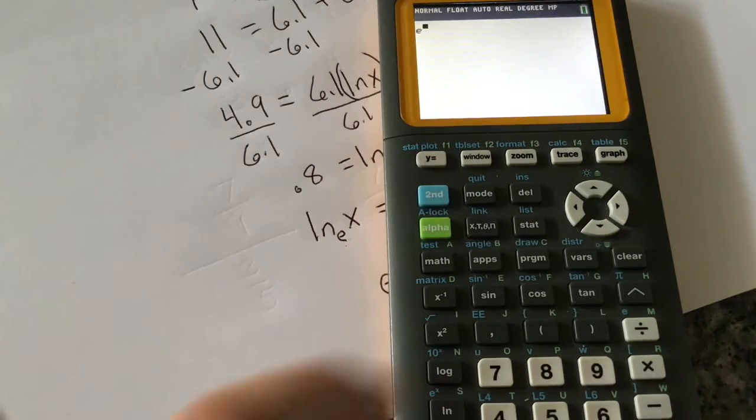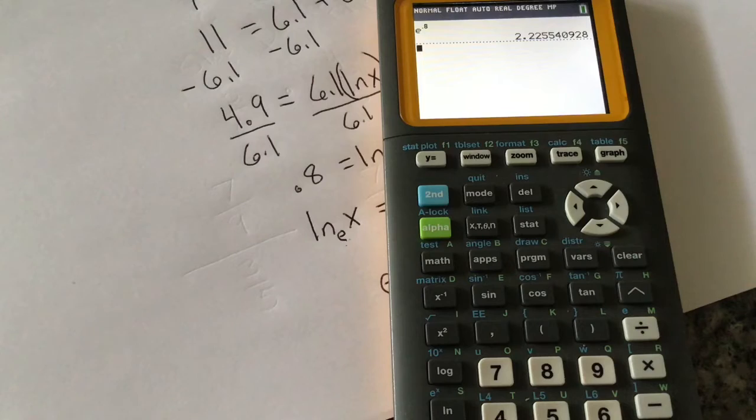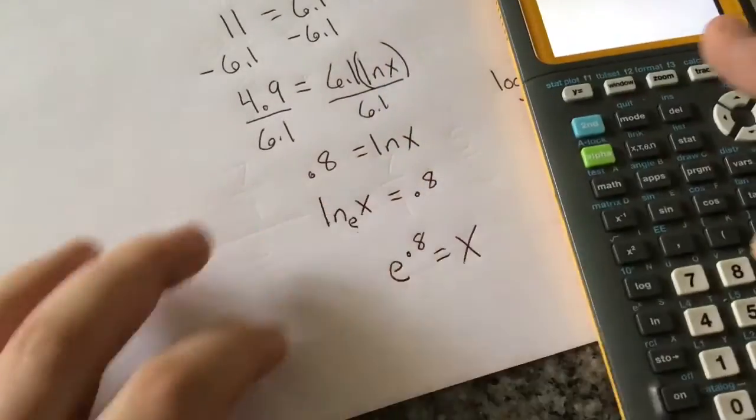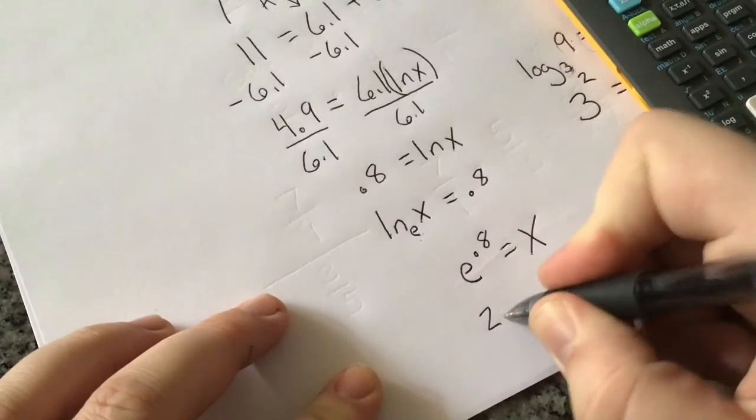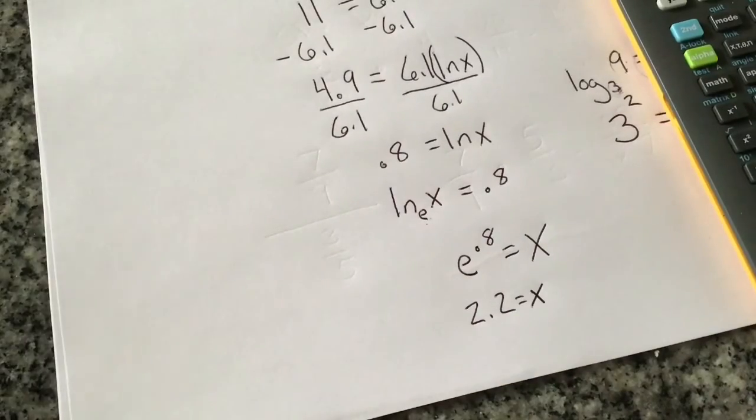So I'm going to go e to the x power. That lets me fill in what I want the power to be, and it's going to be 0.8. If I hit enter, I find out the answer is 2.2 years. Or 2.2 is x, right? 2.2 equals x.